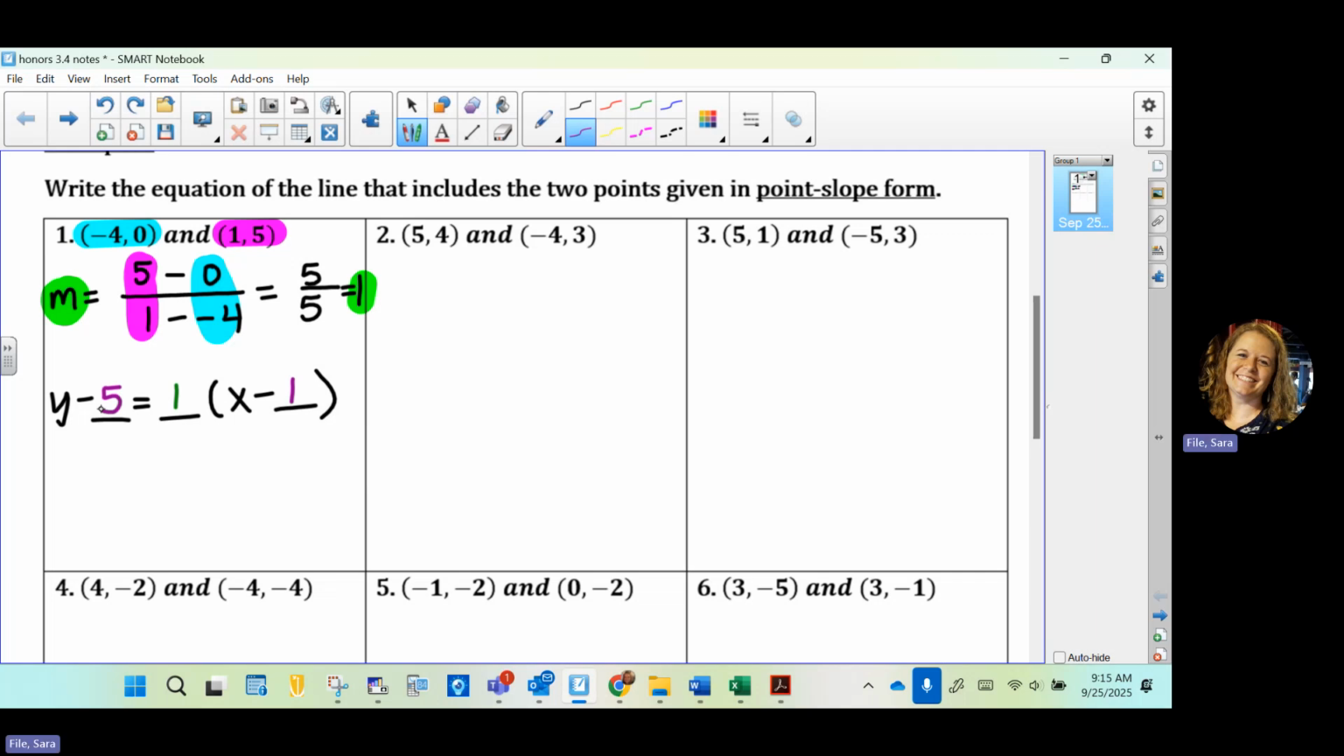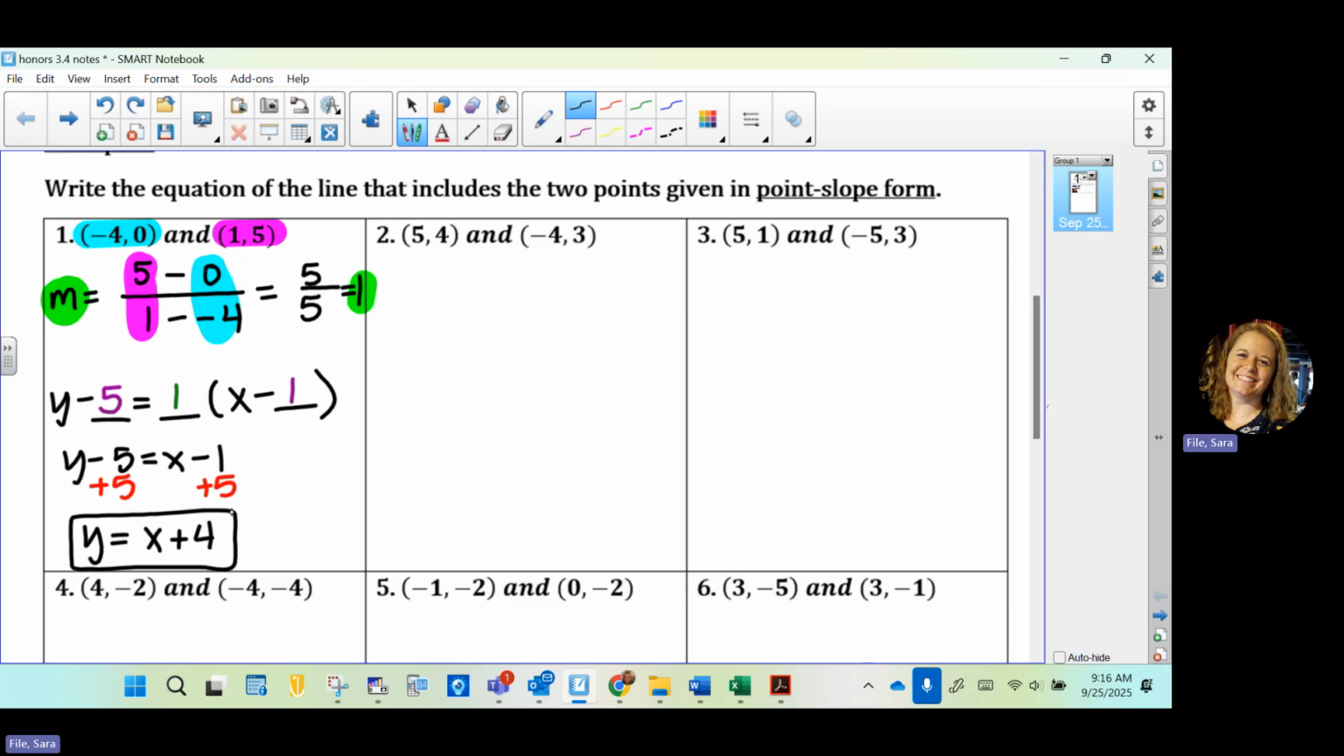Okay, so then I'm going to simplify. No signs to simplify. Normally I have to distribute my m, my slope, but my slope is 1. It doesn't really require distribution, does it? Okay, 1 times anything is itself, so this is just going to be y minus 5 equals x minus 1. And then I move the 5 over by addition. And I have my equation. So far, so good?